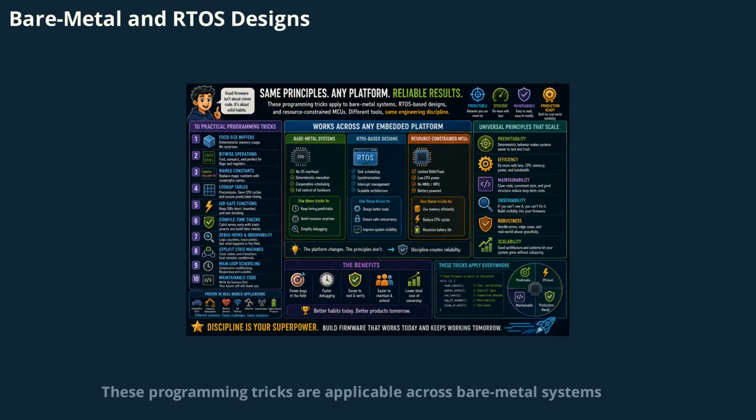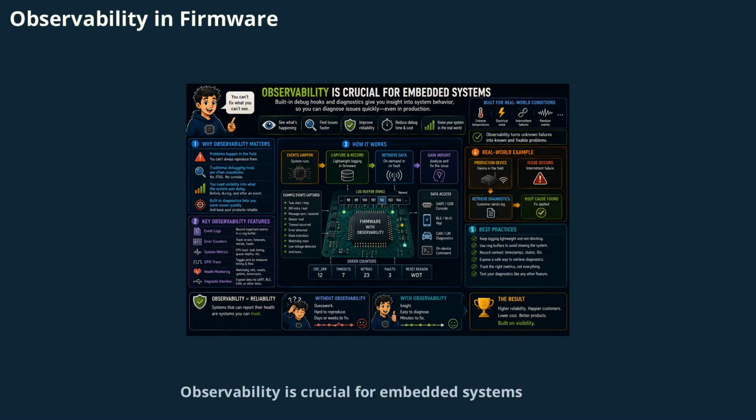These programming tricks are applicable across bare metal systems, RTOS-based designs, and resource-constrained MCUs. Whether you're working with a simple microcontroller or a complex embedded platform, the principles remain the same. By focusing on predictability, efficiency, and maintainability, you ensure your firmware is ready for production and can handle the demands of real-world applications. Observability is crucial for embedded systems.